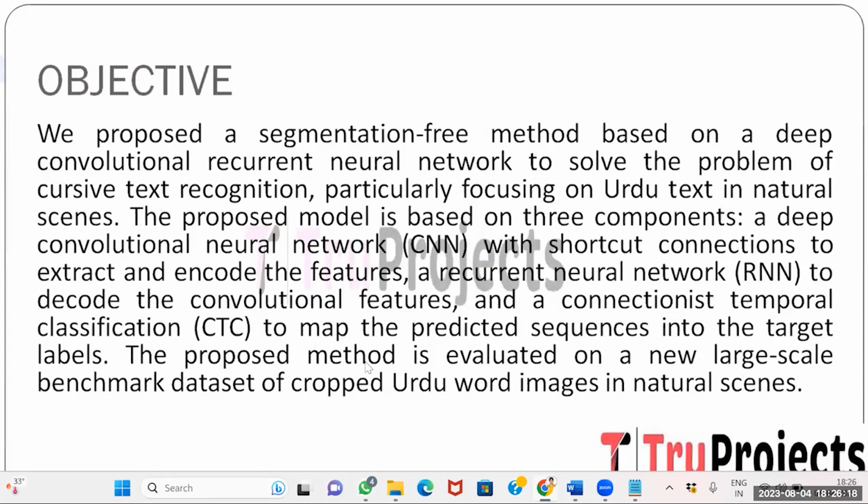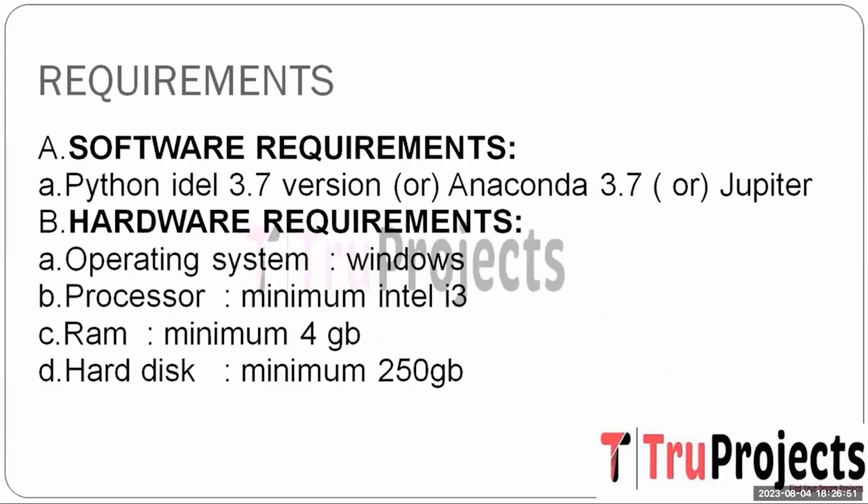Our model comprises three key components: CNN, RNN, and a CTC mechanism that seamlessly transmutes the predicted sequence into the target labels. We extensively evaluate our proposed method on an expansive benchmark dataset containing cropped images of Urdu words. Within real-world settings, this novel approach holds the potential to significantly elevate the accuracy and efficiency of cursive text recognition, particularly catering to the intricacies posed by the Urdu script and natural scene images. And these are the basic requirements needed to build this project.